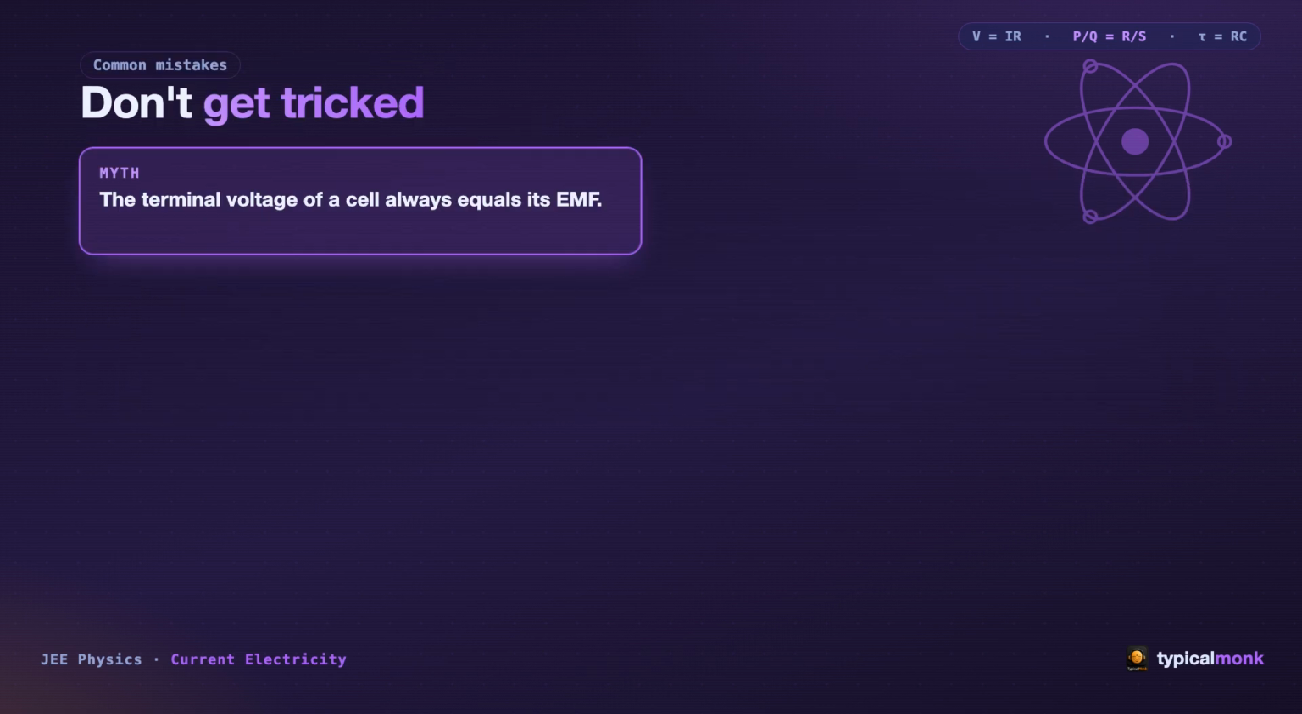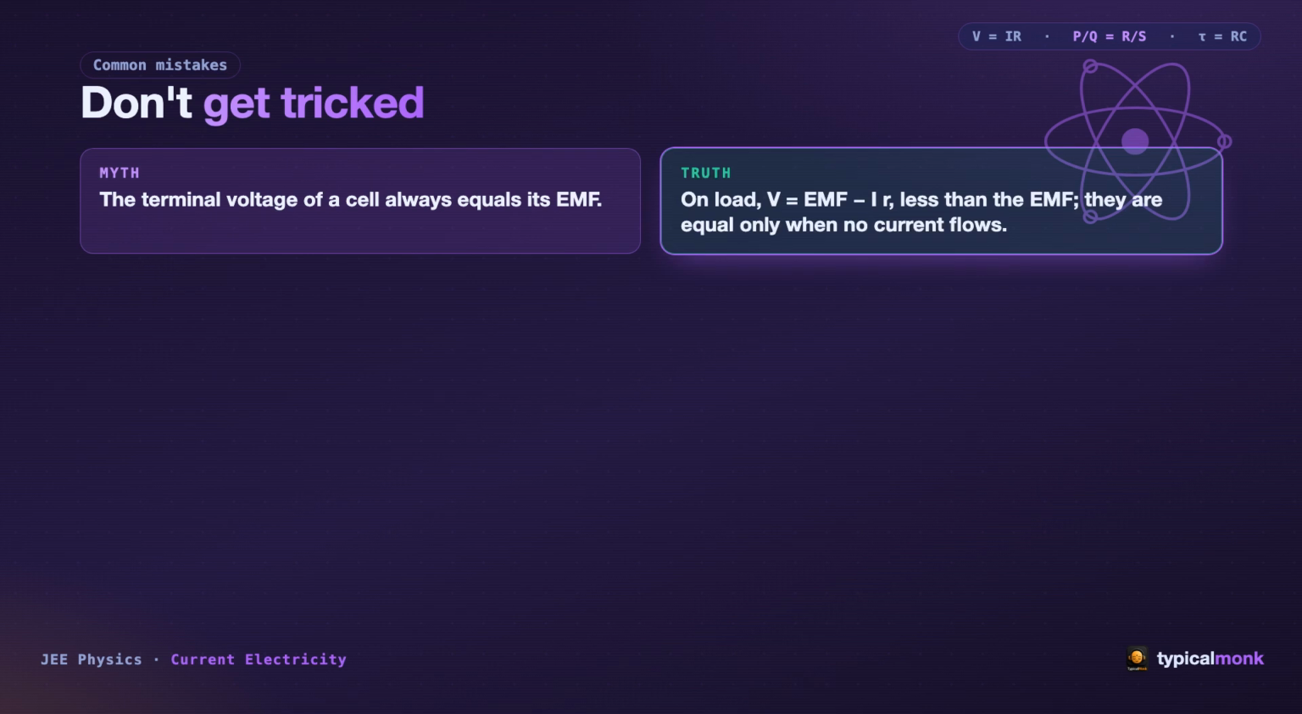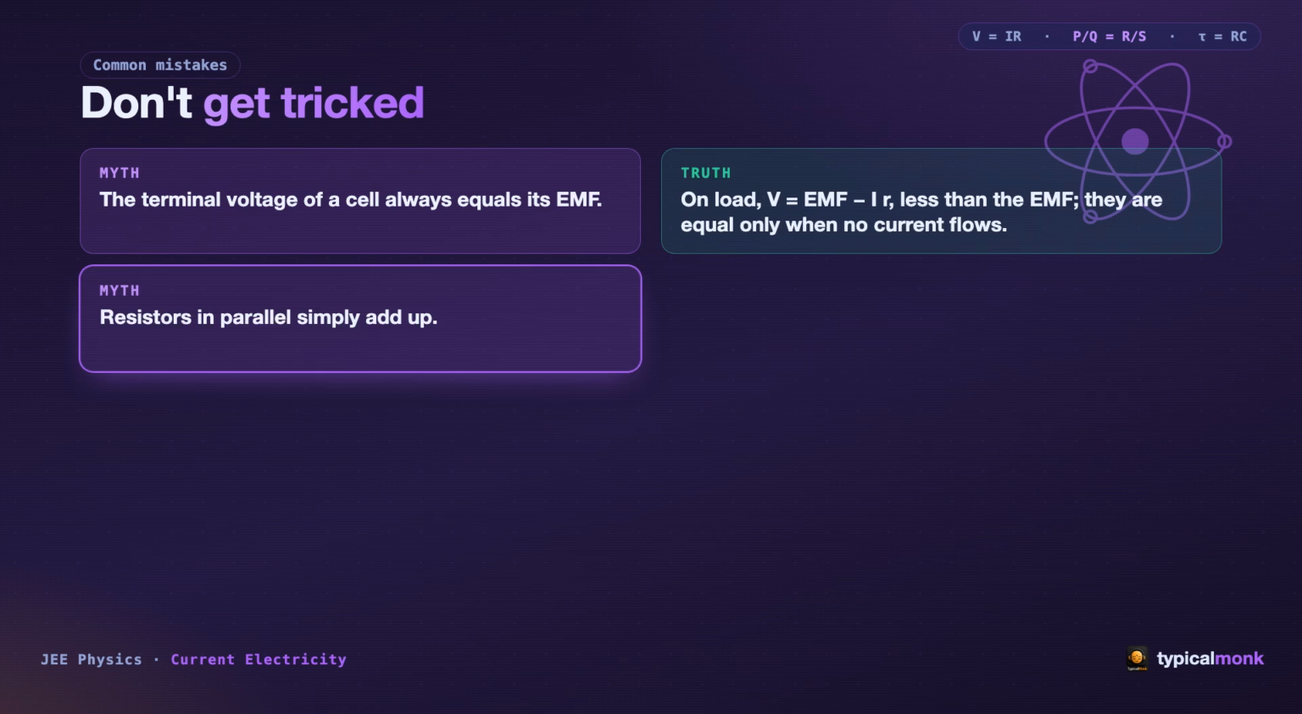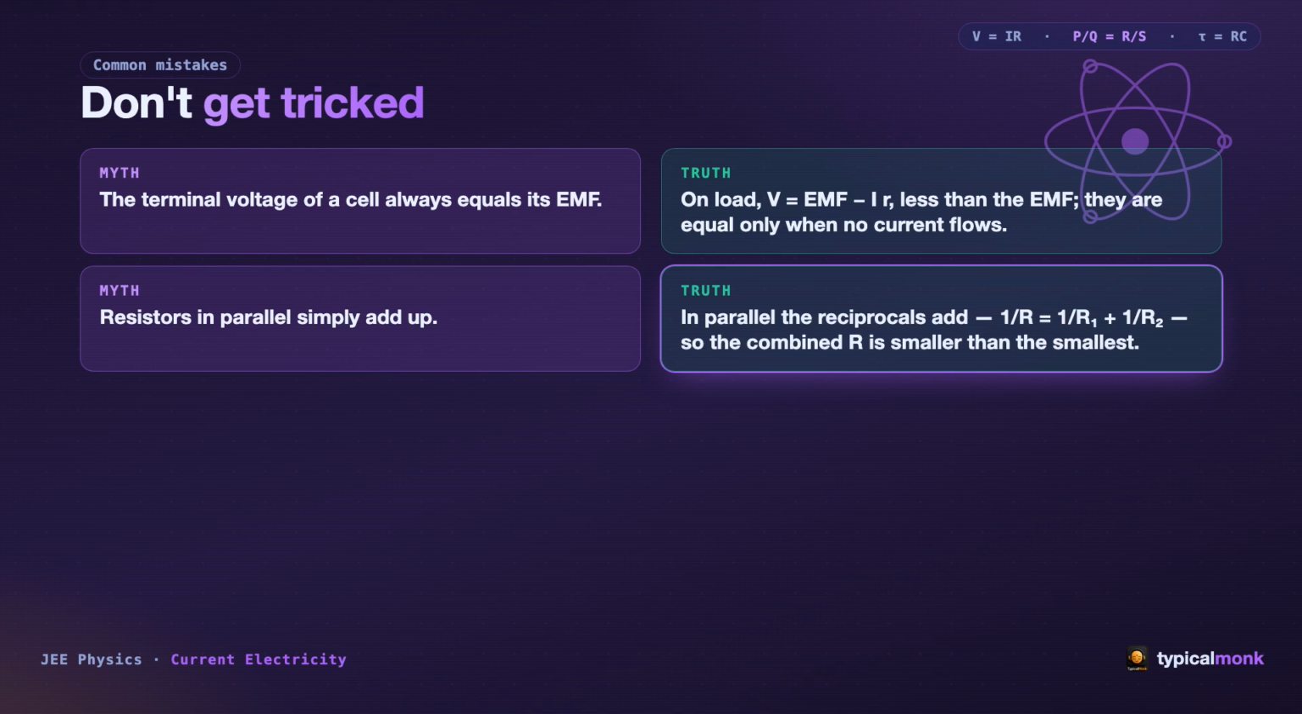Now the 2 mistakes that quietly cost marks. The myth: the terminal voltage of a cell always equals its EMF. The truth: on load, V equals the EMF minus Ir, which is less than the EMF. They are equal only when no current is being drawn. The second myth: resistors in parallel simply add up. The truth: in parallel, the reciprocals add, 1 over R equals 1 over R1 plus 1 over R2, so the combined resistance is smaller than the smallest one.